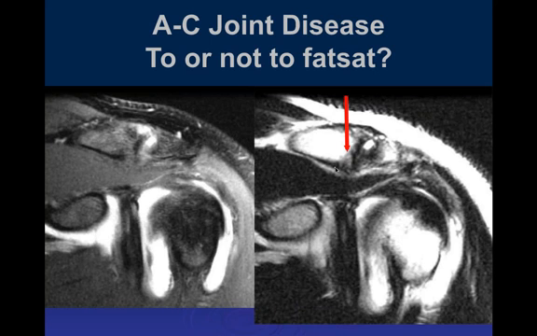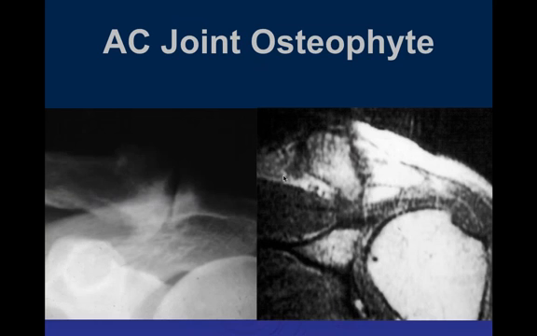So I just want to point this out here. A T1 weighted image would show this. In this case, this is a T2 weighted image showing the degree of impingement that we have here on the muscle due to the acromioclavicular joint disease.